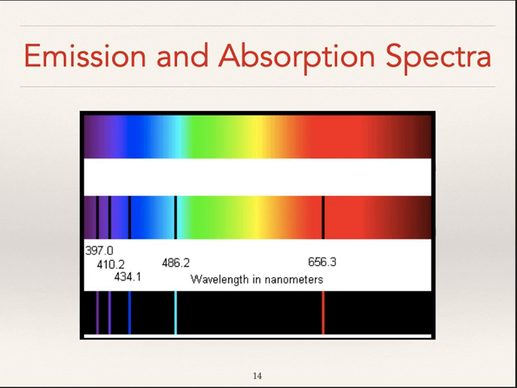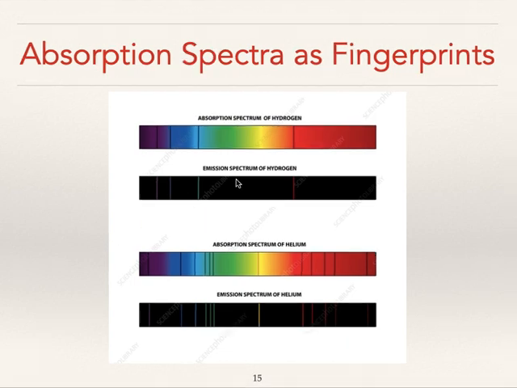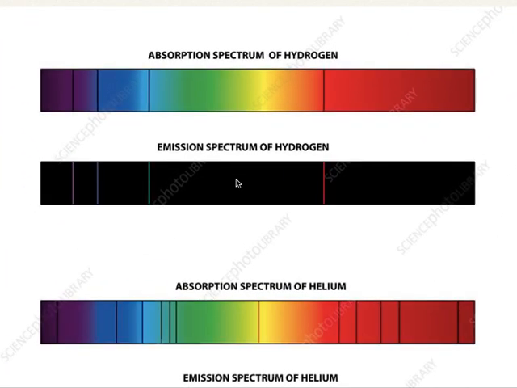And these lines are unique to each material. And so what we're seeing here, for example, is the emission spectrum of hydrogen. This is the fingerprint of hydrogen. This is how God or nature says hydrogen, these colors.